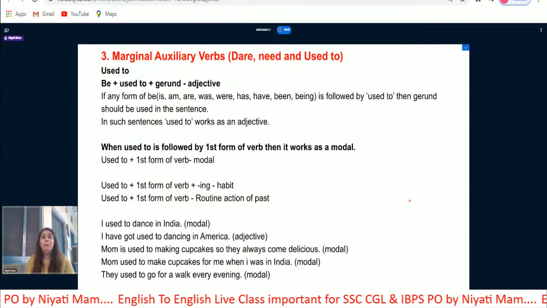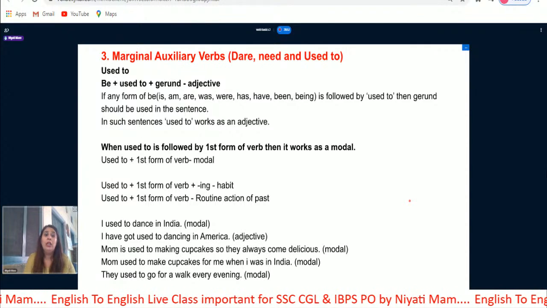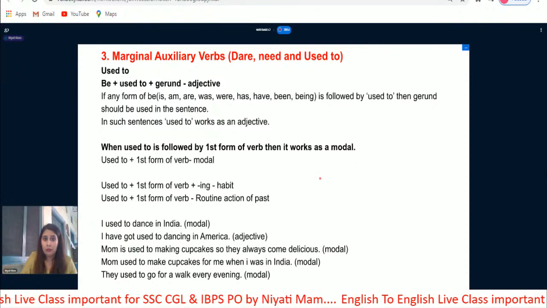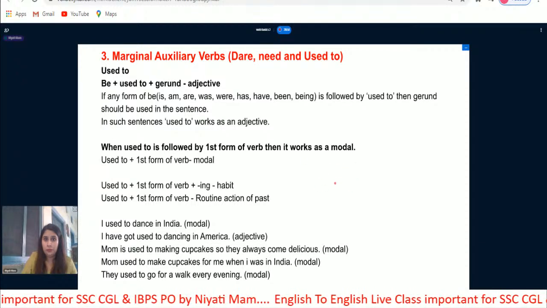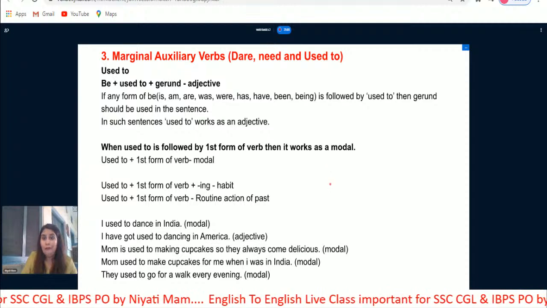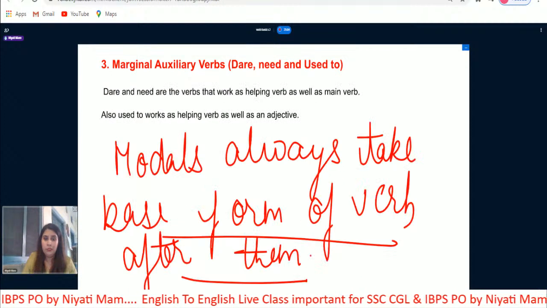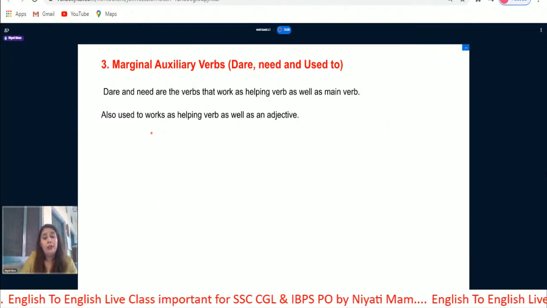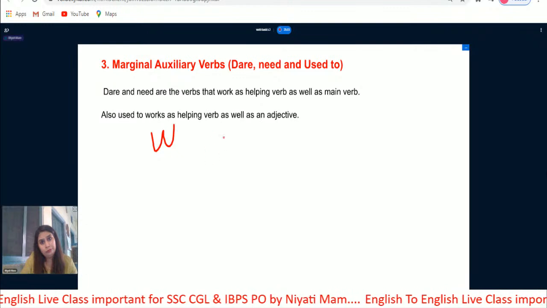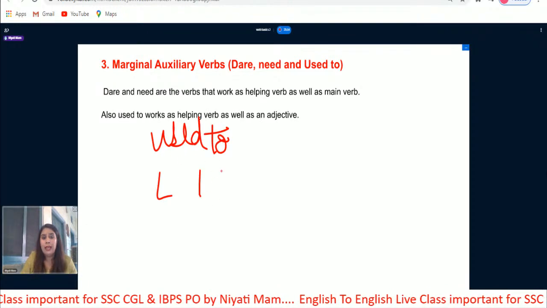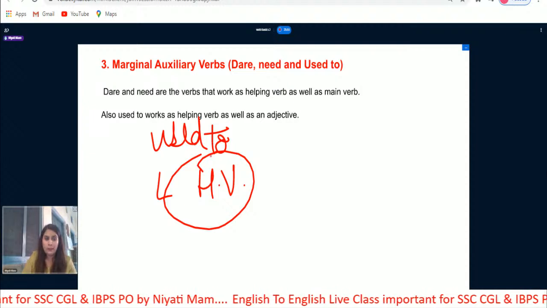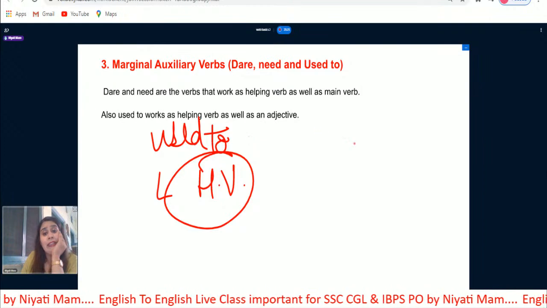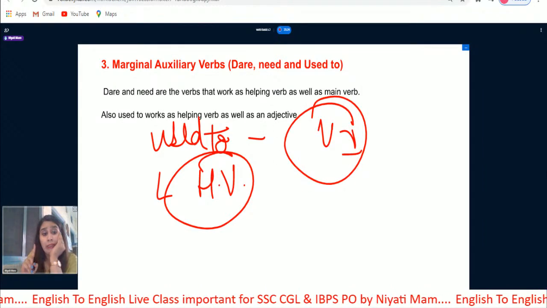Okay, dare, need, and used to. Now, you need to remember, when used to, okay, let me discuss it here only on the previous slide only. When used to is used as helping verb, it would become modal, it would copy the characteristics of the modals, right? Then in that case base form of verb is used after it. That is one thing.